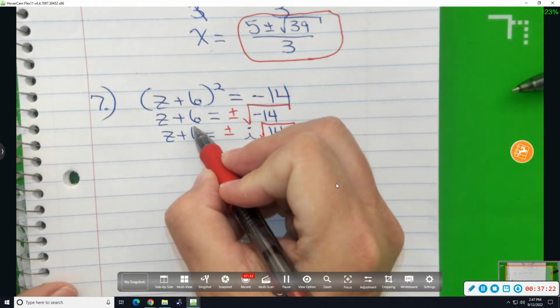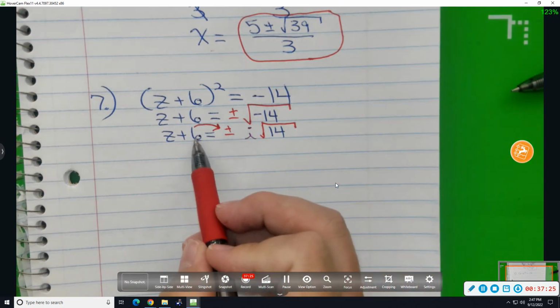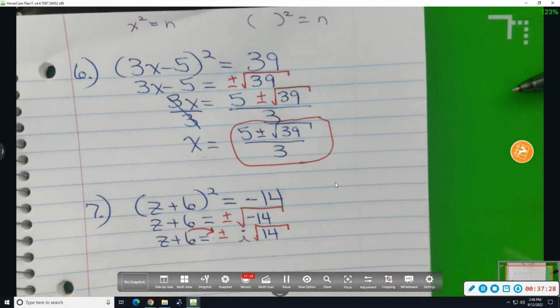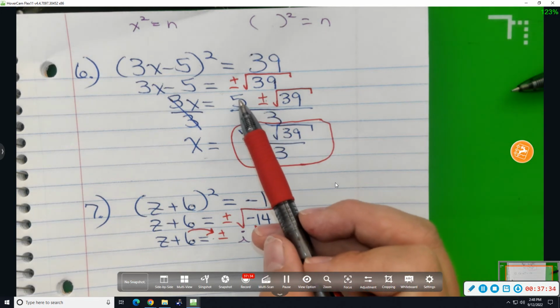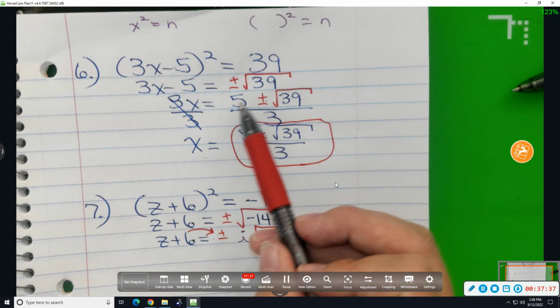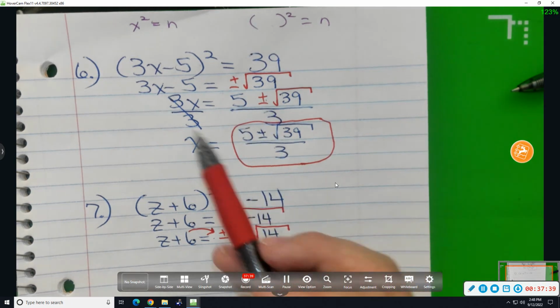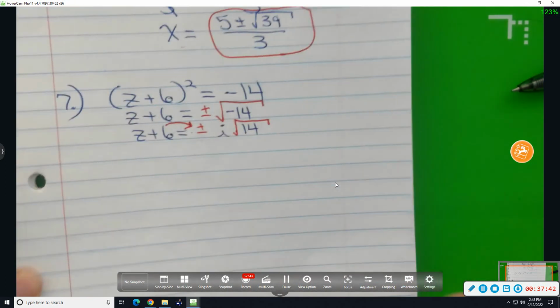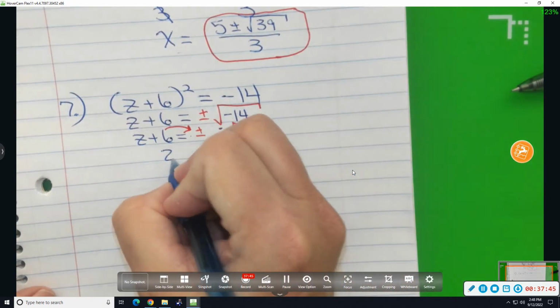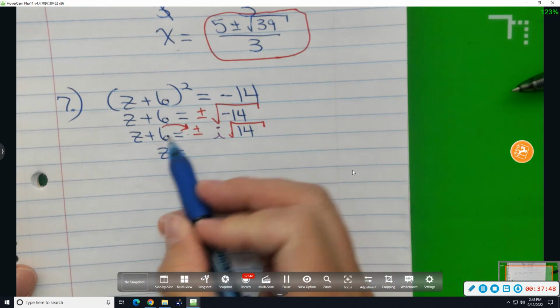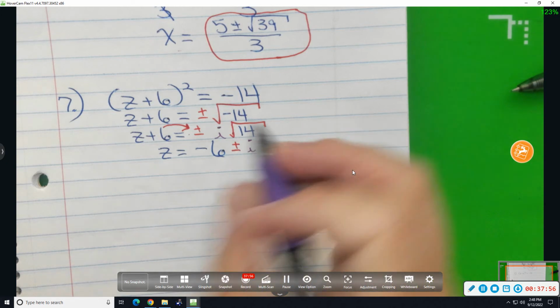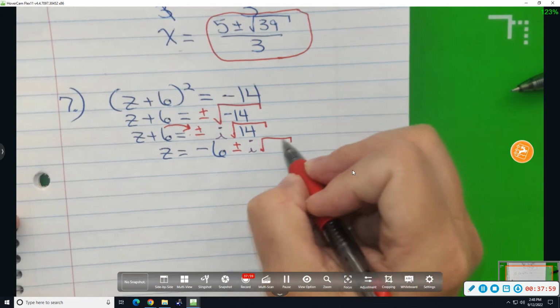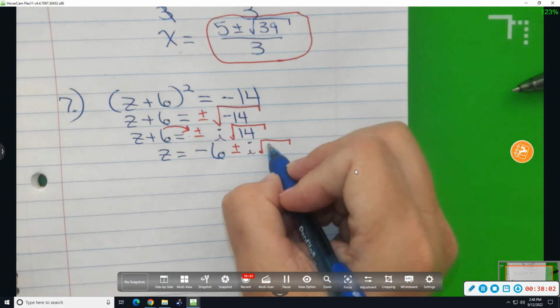Okay, and you'll notice what I'm doing. When I move this stuff over, I'm putting it in front of the plus minus. It's just standard form. The thing that doesn't have a radical goes in front of the plus minus. So we have z equals negative 6 plus minus i square root of 14.